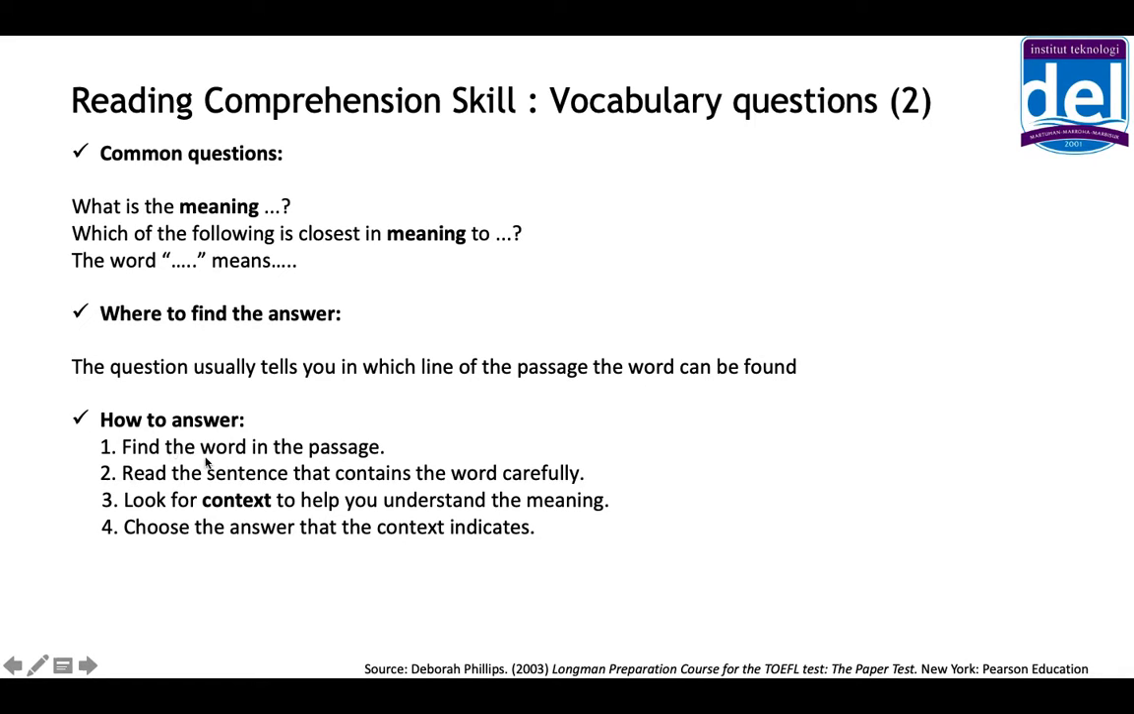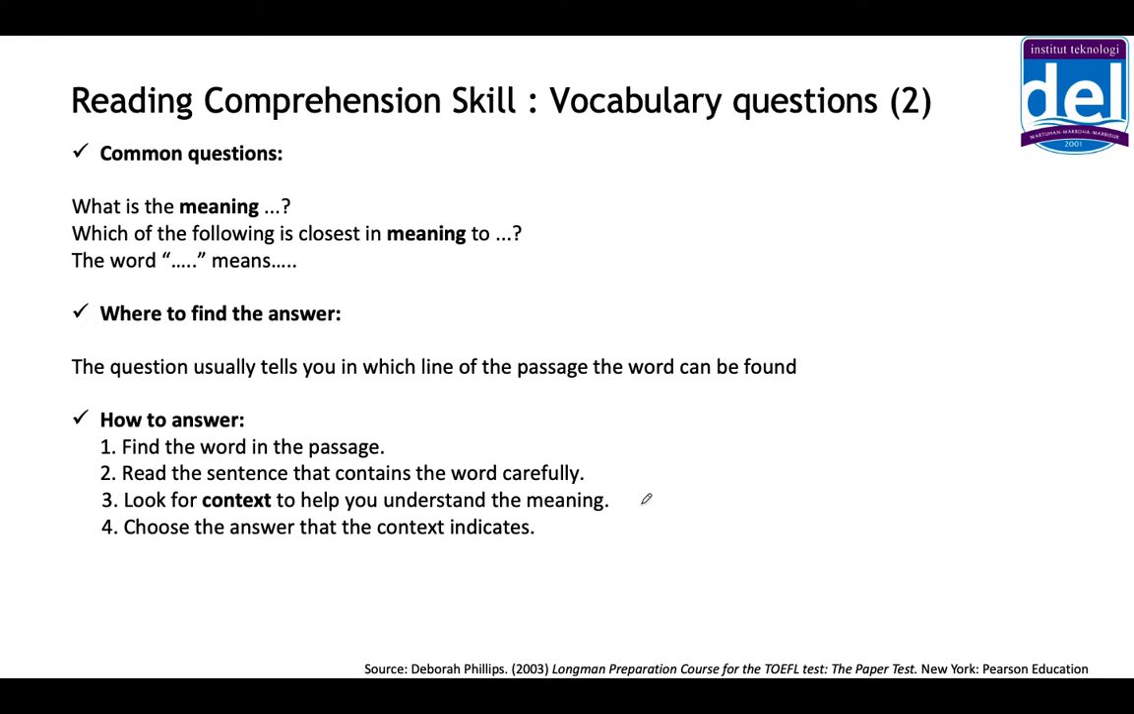And how to answer? The first is to find the word in the passage. The second, read the sentence that contains the word carefully. The next one, look for context to help you understand the meaning. And this is the most important point here. In part 1 about vocabulary questions, we can determine the meaning of difficult words by looking at the structural clues that are used in the text, including the punctuation, restatement, and example. Another way that we can determine the meaning of difficult words is by looking at the context of the text.